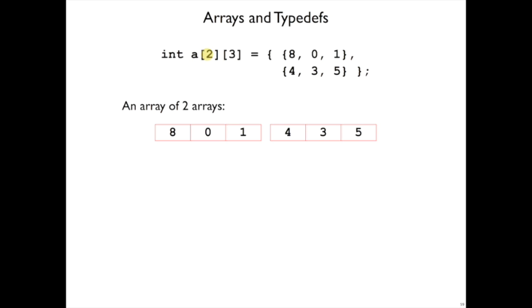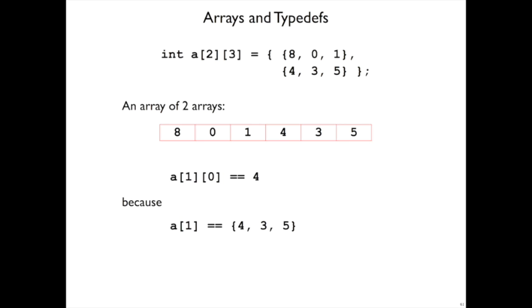We could initialize a 2-dimensional array declared this way. Since the first index is 2, that means we need 2 things in the overall curly braces, and each of the inner curly braces has 3 things in it. So that gets us the same array that we were drawing pictures of before. And if we say array 1, 0, that means find the 1th element of the overall array, and then find the 0th element of that array. So we should get a 4 out. Another way to think about that is that A1 gives us that second array, the 4, 3, 5, and then we index into it with 0.